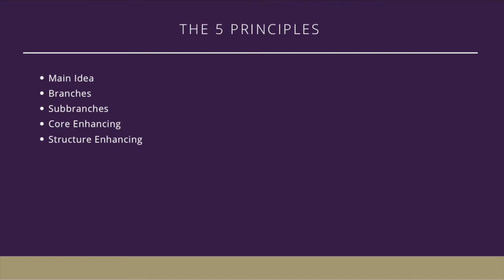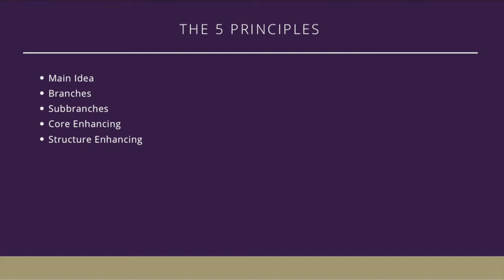So, the 5 principles are the main idea, the branches, the sub-branches, the core enhancing, and the structure enhancing. I'm going to talk about each and every principle in different lectures, just so to be able to understand them better. But very quickly, the main idea is the core idea. It's the idea that you need to start with. The branches are basically what you brainstorm out of this main idea, and you get different ideas out of it.